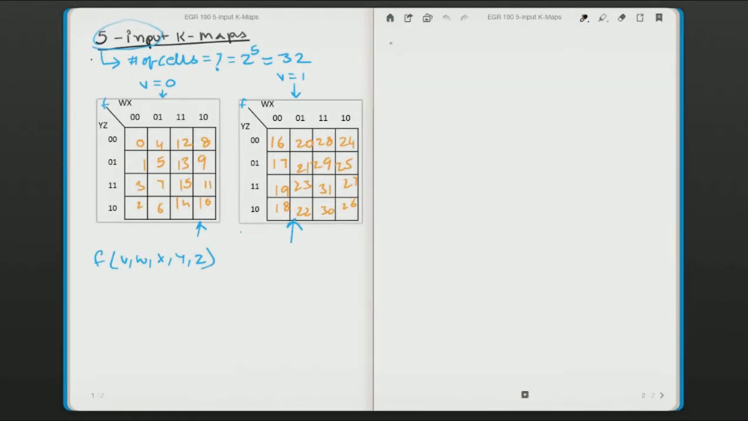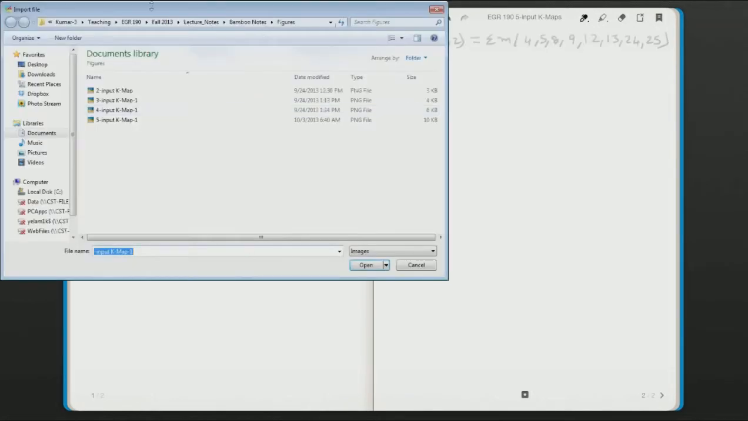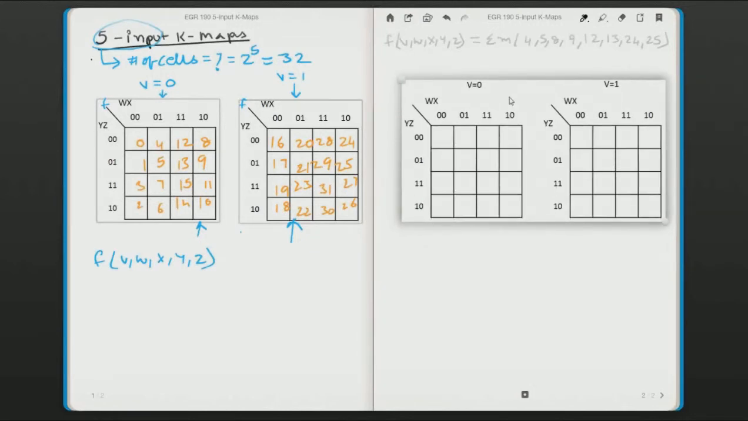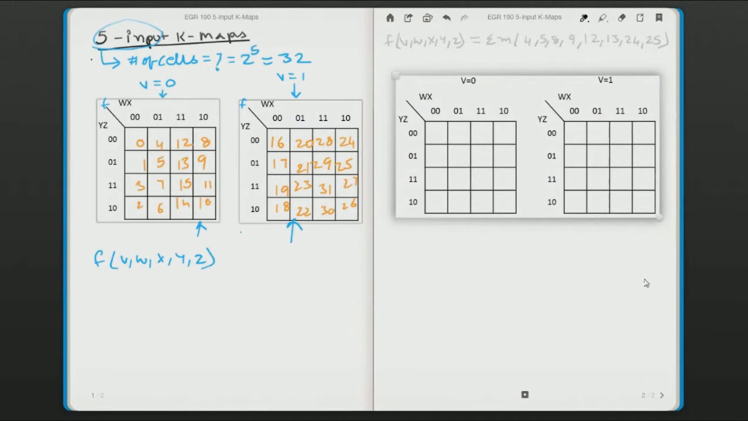So let's say we have a function f of v, w, x, y, and z, and the sum of minterms is 4, 5, 8, 9, 12, 13, 24, and 25. Let's input this into a simple 5-input K-map and solve this function. So what I did was same as before. In order to save time, I just created a simple 5-input K-map figure and inserted it here.